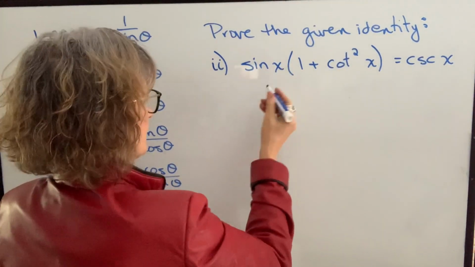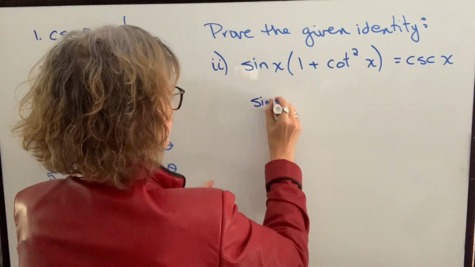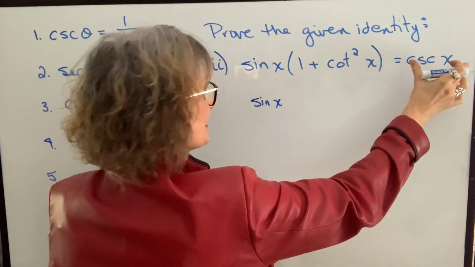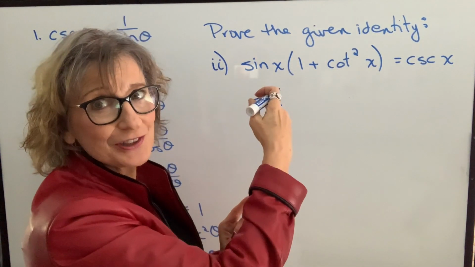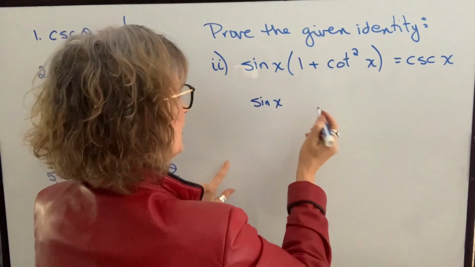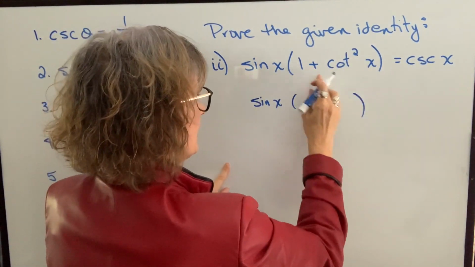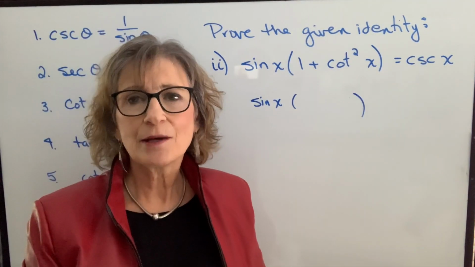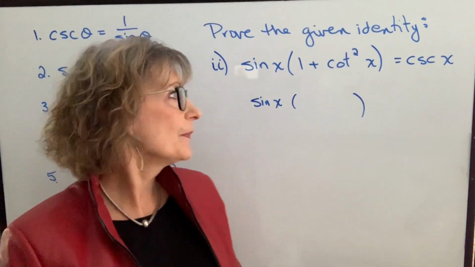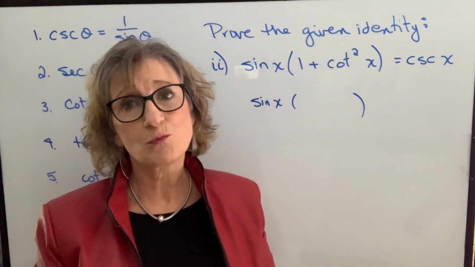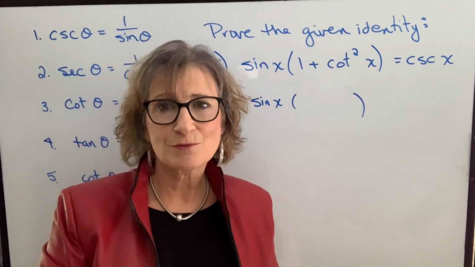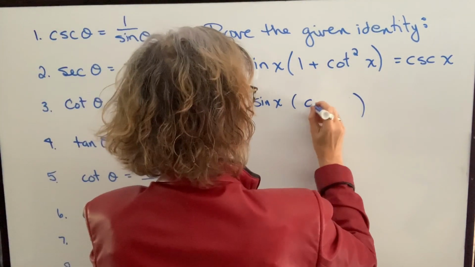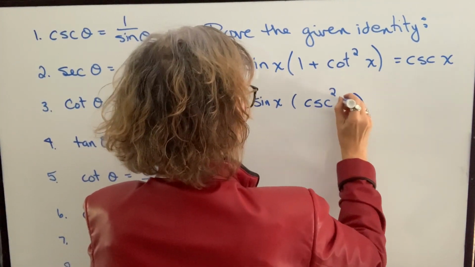So sine of x, I'm just going to leave that alone. And I'm going to take this complicated side and make it look like this, because it's much tougher to take that and make it look like this. So we're going to simplify here. I'm seeing 1 plus cotangent squared x, so I'm going to look at my Pythagorean identities, and I have one that says cotangent squared theta plus 1 is equal to cosecant squared theta. That's the one I'm going to use. So this is equivalent to cosecant squared x.